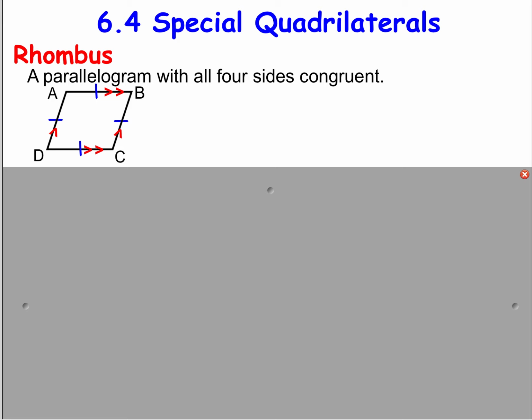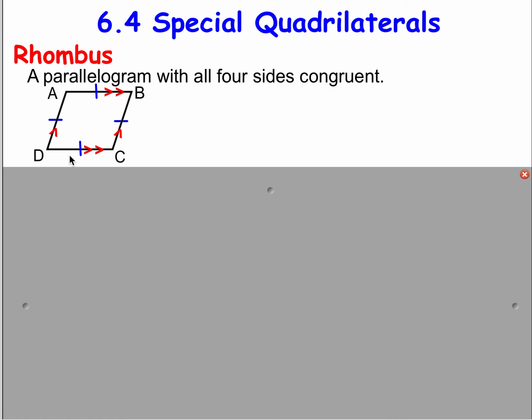The first one you can see there is a rhombus. And a rhombus is a parallelogram, so that means the opposite sides are parallel, with all four sides being congruent. Now, think about this for just a second. It is a parallelogram, so that means all of the rules that we learned in both Sections 2 and 3 still apply to this shape.